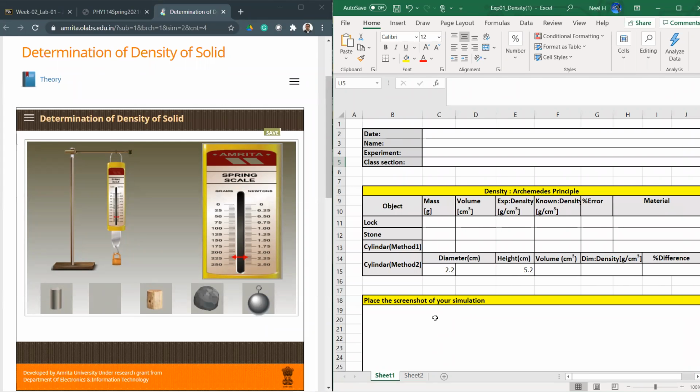Okay, then if you go into the simulator, into the data table, you can type the date, your name, experiment number, and the class section, and then we'll start working on table one.